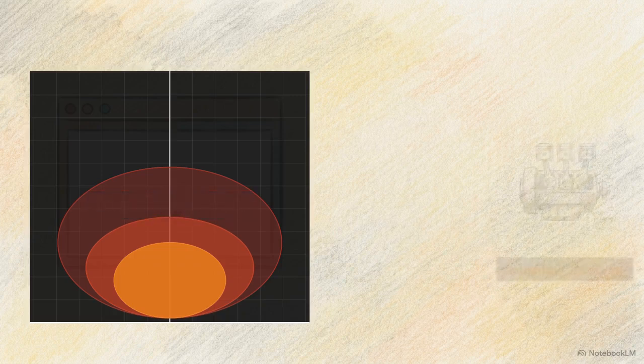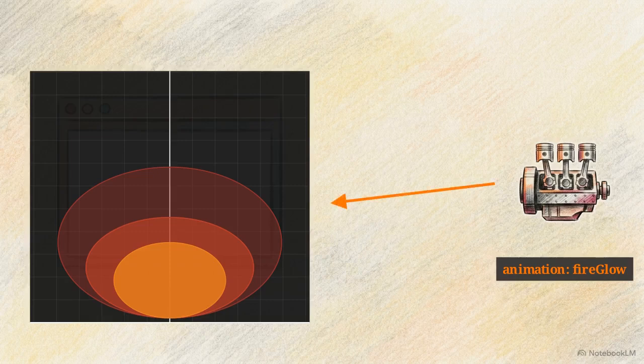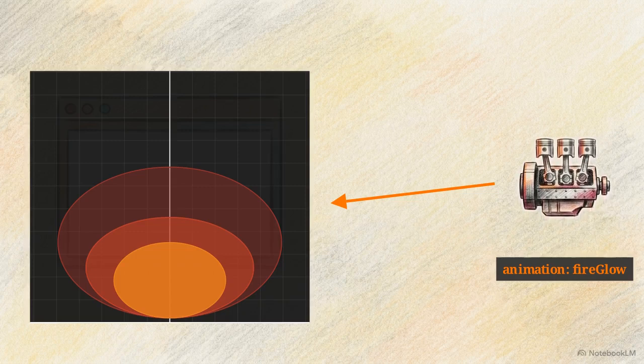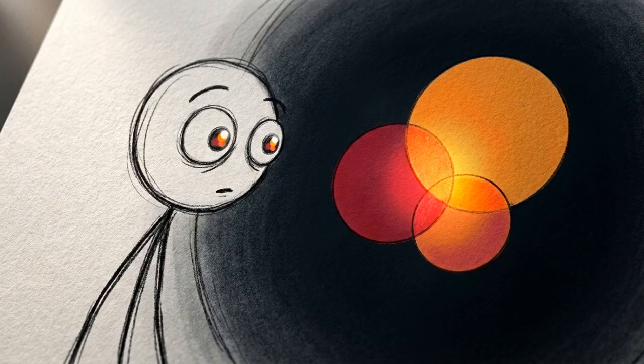To make these shapes move, we attach a fireGlow keyframe animation. This engine provides the rhythm. It scales the shapes upward along the y-axis by 5% and oscillates opacity, creating a slow pulse that mimics breathing embers. By combining these geometric shapes with a simple mathematical loop, we trick the brain into seeing an organic, shifting light source.